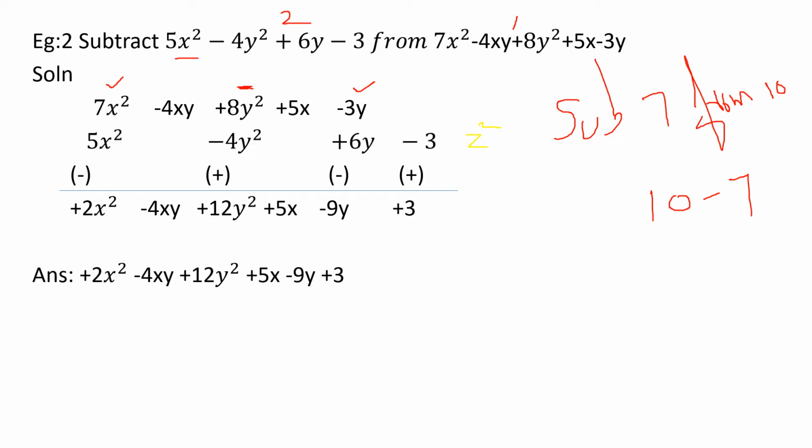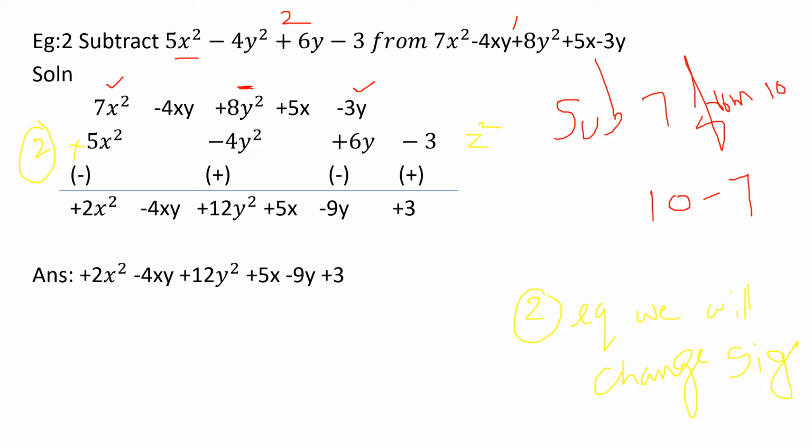Now, in the subtraction, one thing you have to keep in your mind. In addition, we just write it down and we add. But in subtraction, for the second equation, we will be changing the sign. So in the subtraction, what you have to keep in mind? In second equation, we will change the sign. So here for 5x square, there is no symbol. No symbol means it's a positive number, right? So this is positive 5x square.